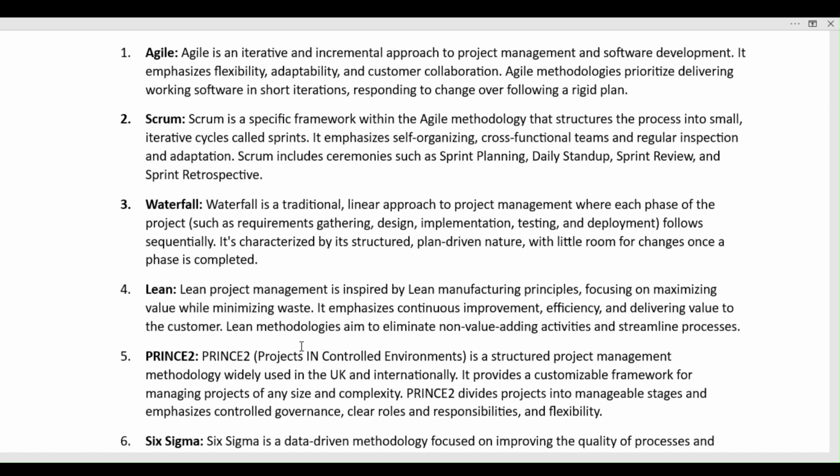And let's move to the fourth one, Lean project management. Lean project management is inspired by lean manufacturing principles, focusing on maximizing value while minimizing waste. It emphasizes continuous improvement, efficiency, and delivering value to customers. Lean methodologies aim to eliminate non-value-adding activities and streamline processes.